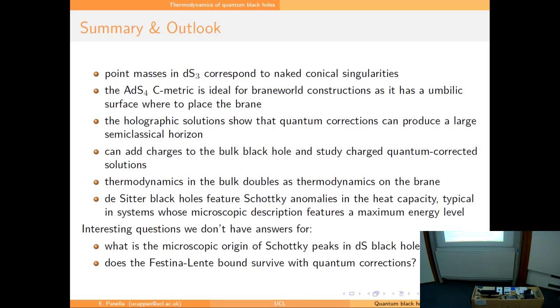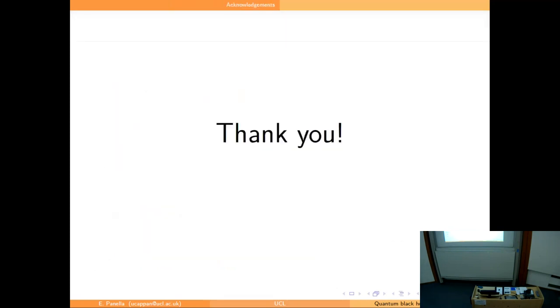And then there are some other things like the Festina Lente bound or the weak gravity conjecture that can be studied in this kind of quantum corrected black hole, to see whether they survive in the quantum corrected geometry. And I think that might be an interesting playground to test this kind of stuff. So yeah, that's it. Thank you. Questions?